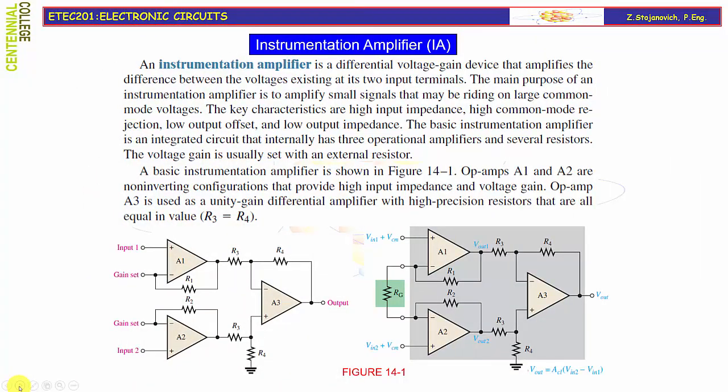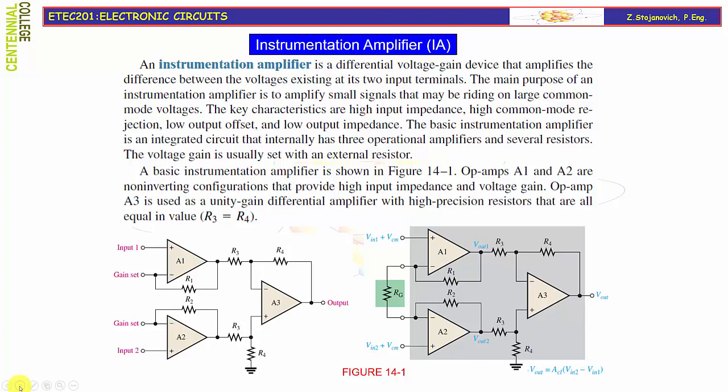An instrumentation amplifier is a differential voltage gain device that amplifies the difference between the voltages existing at its two input terminals. The main purpose of an instrumentation amplifier is to amplify small signals that may be riding on large common mode voltages. The key characteristics are high input impedance, high common mode rejection, low output offset, and low output impedance. The basic instrumentation amplifier is an integrated circuit that internally has three operational amplifiers and several resistors. The voltage gain is usually set with external resistors, as we will see soon.